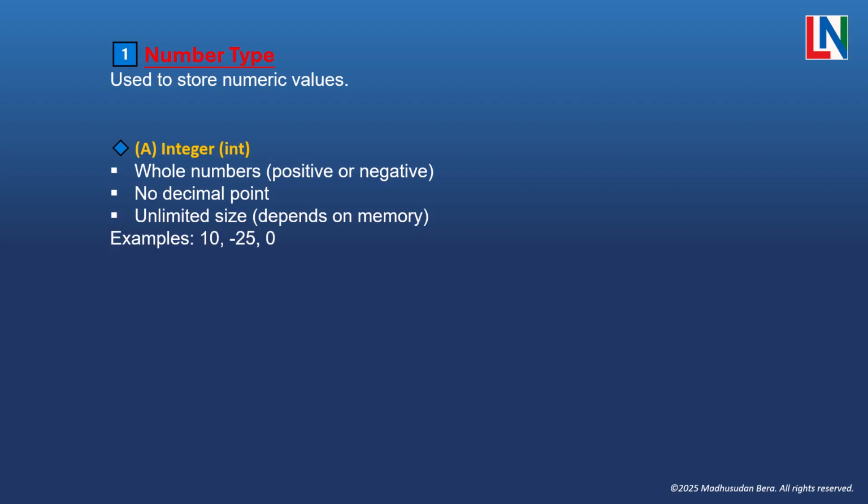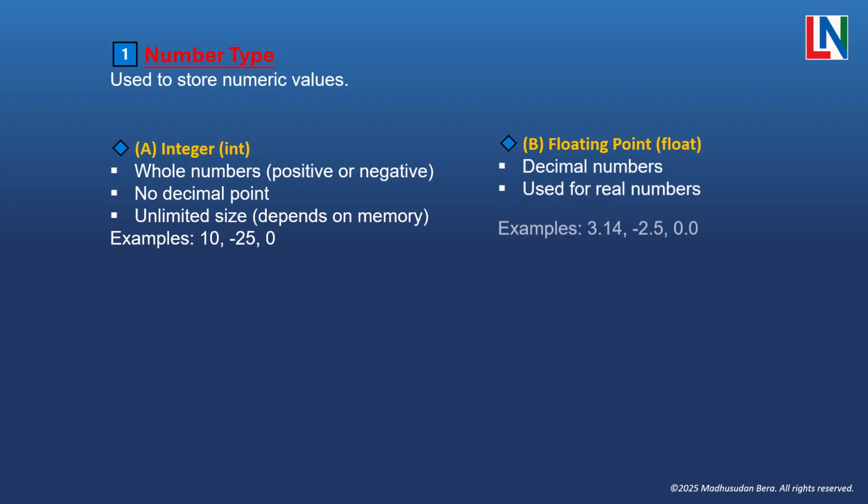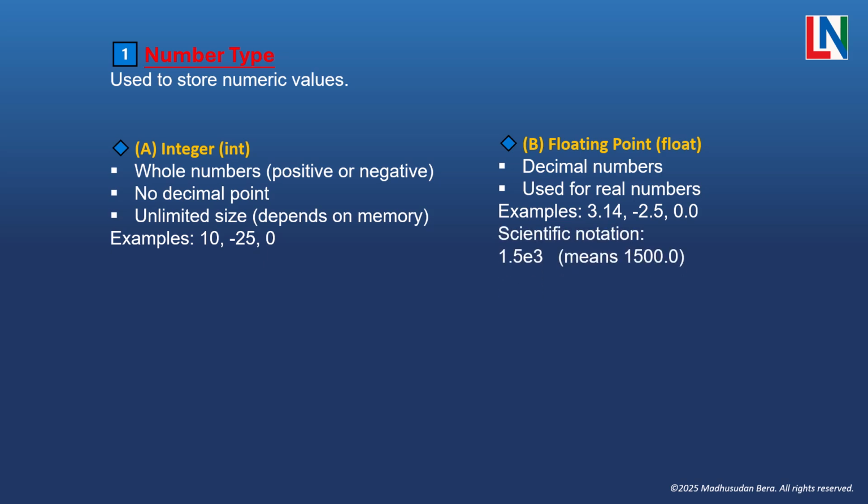Next one is float, floating point, represented by float. Decimal numbers used for real numbers. Example: 3.14, minus 2.5, 0.0. Scientific notation: 1.5e3, for example, means 1500.0.